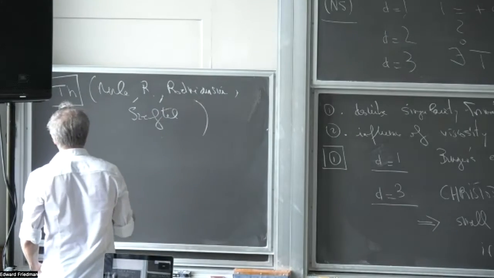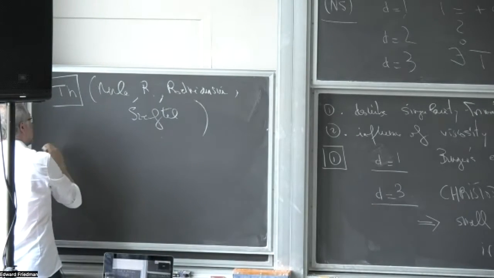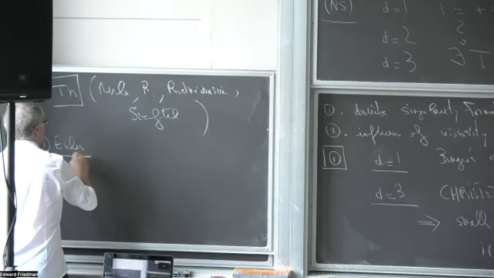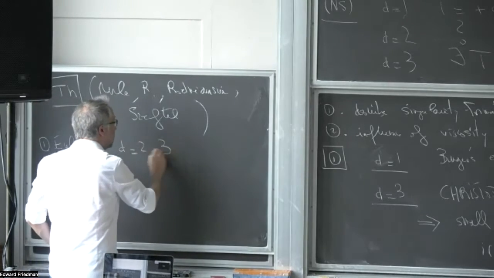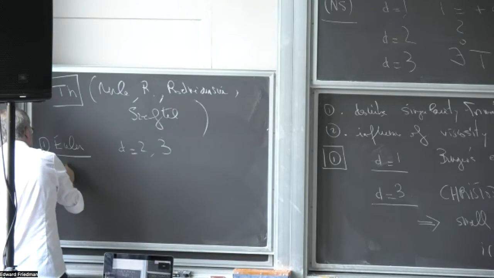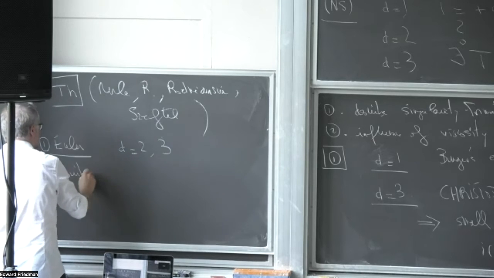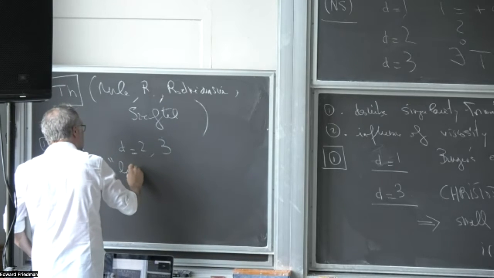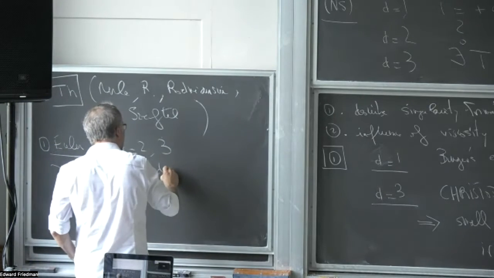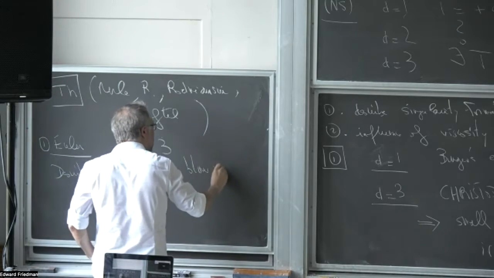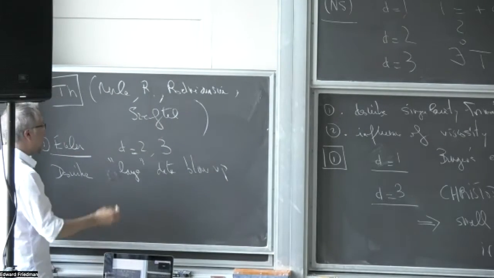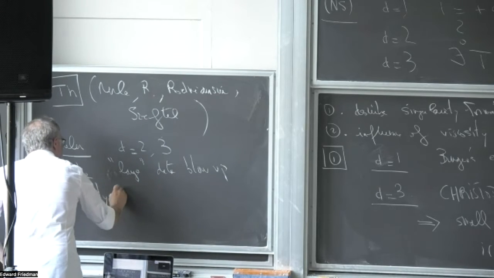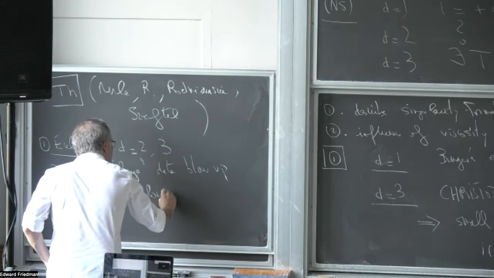So schematically, the theorem is the following. There's first a theorem for Euler. In dimension 3, we describe one instance. We describe large data blow up. So we construct solutions that are large and which blow up, with density and velocity unbounded.